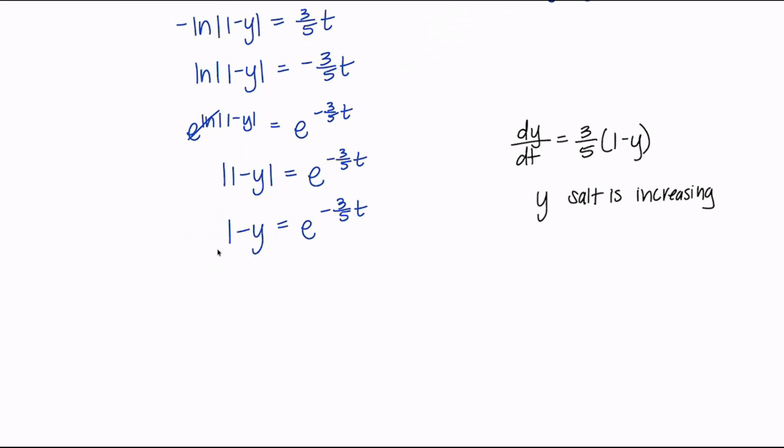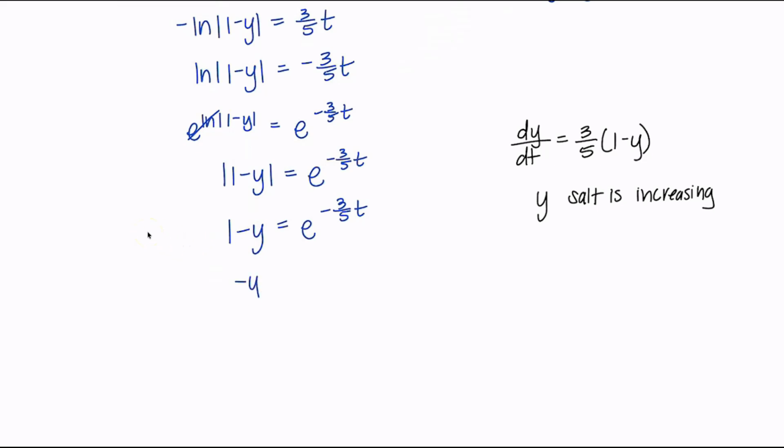But here, since the amount of salt is increasing, dy/dt had to have been positive. So 1 minus y would have had to have been greater than 0. So we can simply remove those absolute value bars here. And now we can go ahead and solve explicitly for y as a function of t.